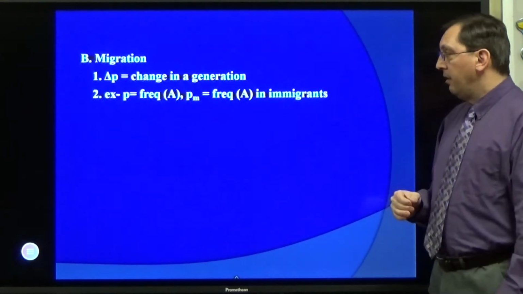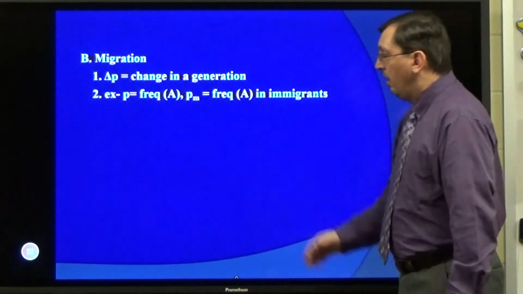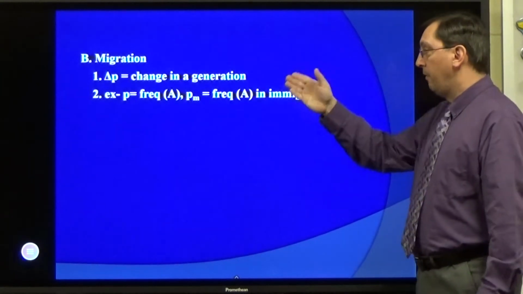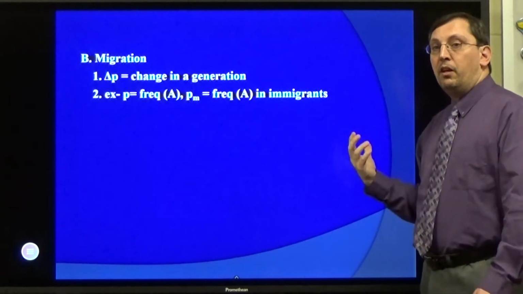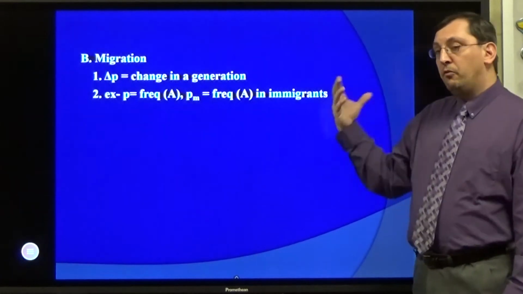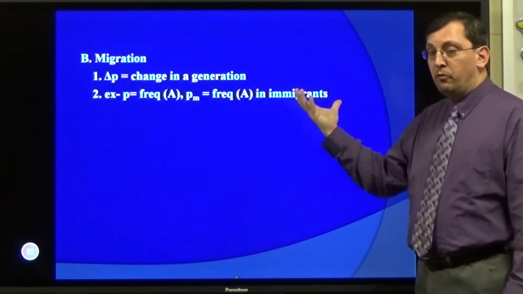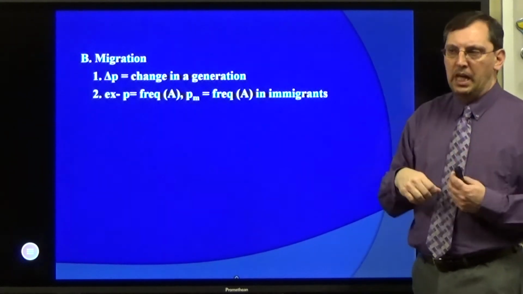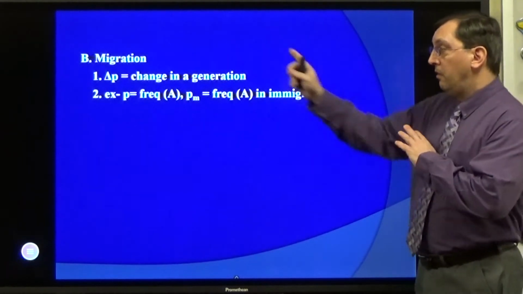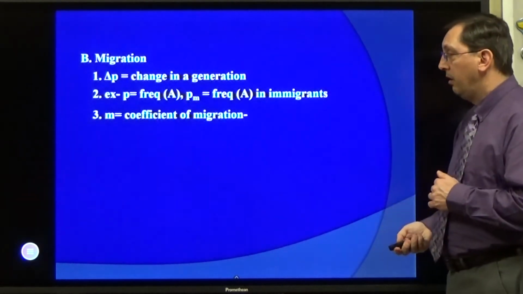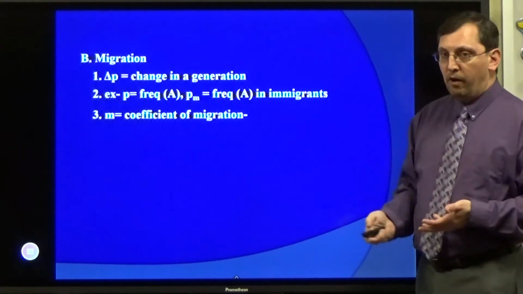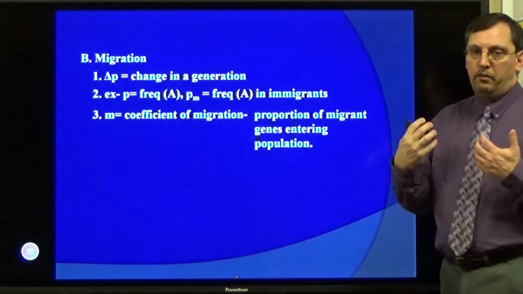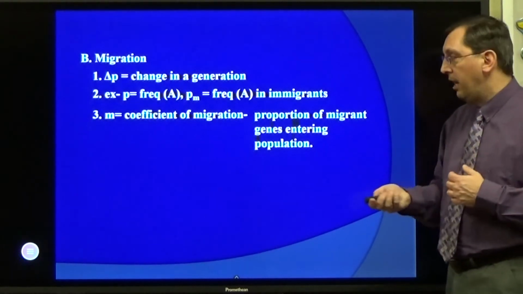The way we're going to do that is we're going to use this example here. If regular P is the frequency of big letter A, and P sub M is the frequency of immigrants that are coming into a population. I can also do this for emigrants as well, but it works better for immigrants because I'm trying to see how it's affecting the population I'm looking at from other populations coming in. So I'm going to try to figure the delta P out by utilizing these two numbers. M is the coefficient of migration, and that's the proportion of migrant genes entering the population. So how often does that occur? What percentage is coming in?